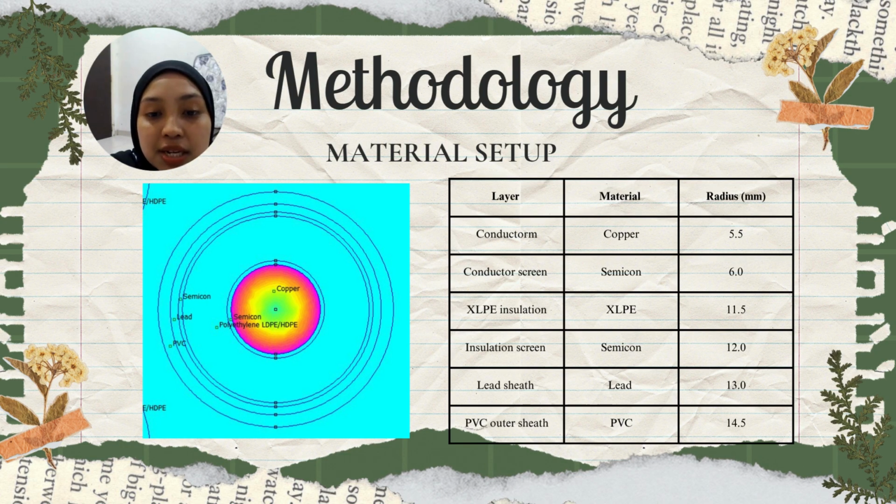Next is the XLPE insulation layer, which is the main part that insulates the cable, stretching from 6 millimeter to 11.5 millimeter. On top of that is another insulation screen from 11.5 millimeter to 12 millimeter, also semi-conductive, to further control the electric field. After that, the lead sheath protects the cable from moisture and damage. The last layer is the PVC outer sheath, with a radius of 14.5 millimeter, which gives extra protection from the outside environment.